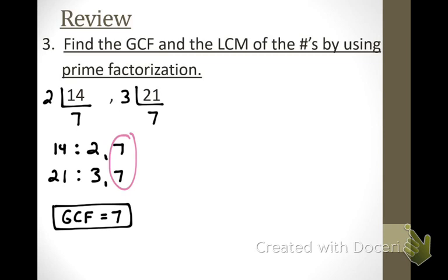Remember, factors fit into numbers, okay? So you can see a 7 does fit into a 21, and a 7 does fit into a 14, okay? So of all the factors that fit into a 14 and a 21, 7 is the very biggest one. Now, it didn't ask me just to find the GCF, it also said to find the LCM. So we're going to find the least common multiple, and we're going to just use those same numbers once again.